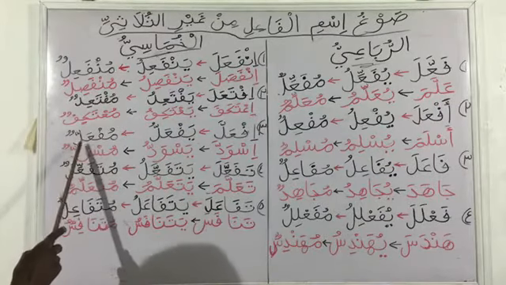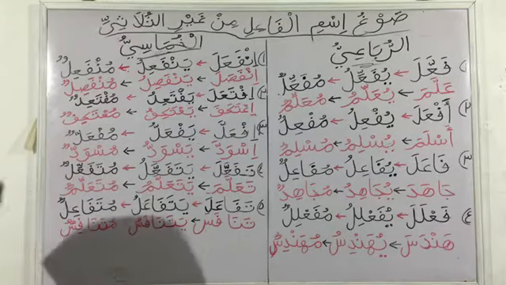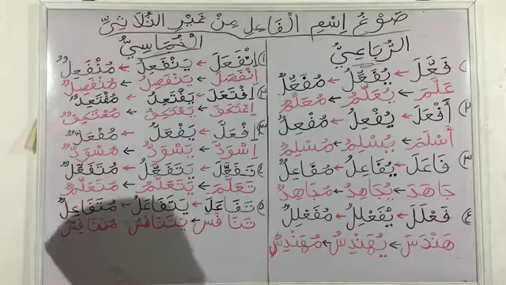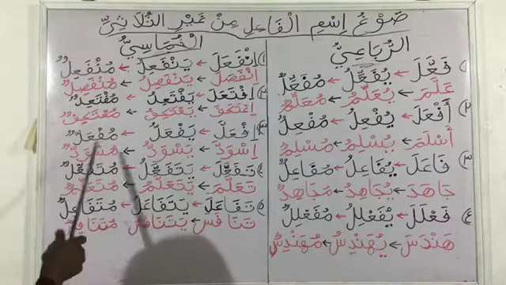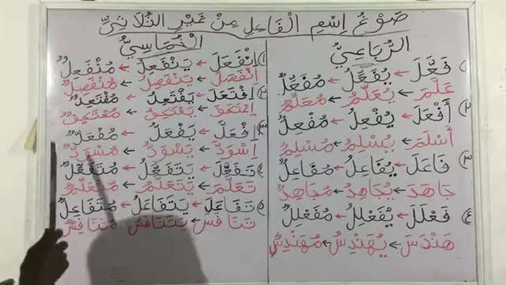Then when it becomes Ismul Faail, it becomes what? Muf'alun. That's from the same muf'alilun. So if you check inside your notes, you will see the breakdown there. So from muf'alilun, it becomes what? Muf'alun, because those two lams have been joined together with shadda.